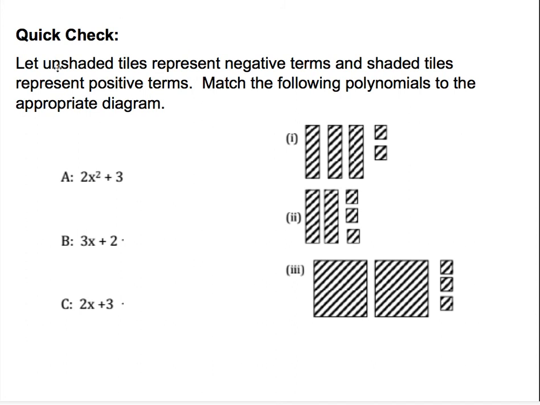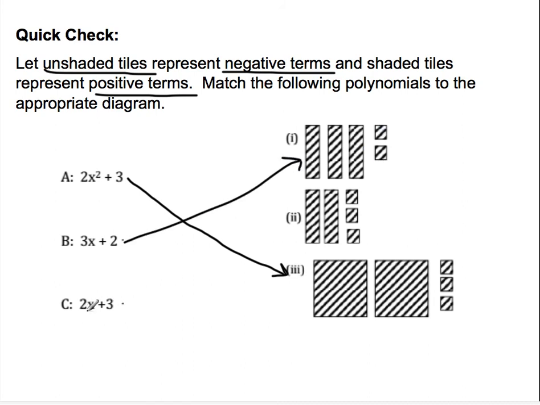Okay, so here it says let the unshaded represent negative and the shaded represent positive, and they're all shaded, so it should all be positive. So let's match. 2x squared plus 3 matches that one. We have 2x squareds and we have plus 3. 3x plus 2, well, we have 3 variable tiles, 1, 2, 3, and 2 unit tiles. And 2x plus 3 has to be that one because we have 2 variable tiles and 3 unit tiles. Okay.